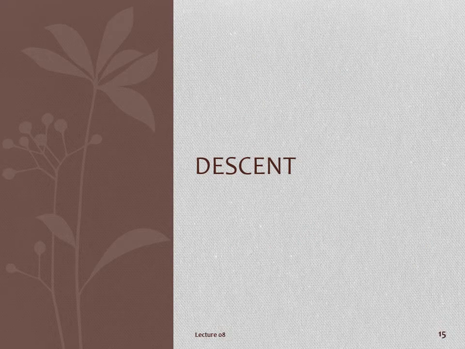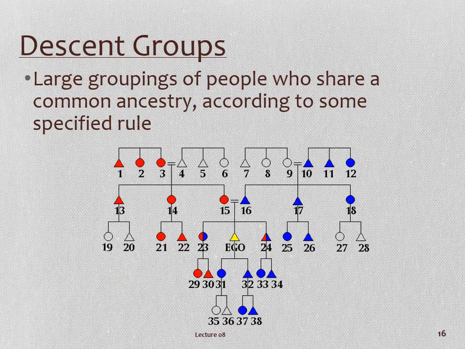Okay, so now it's time to start thinking about how nuclear families get linked into larger social groupings. Not every genealogical link between nuclear families is considered important. Sometimes, even though there is a valid biological connection, the culture will ignore it, breaking the connection between those two groups of people. The rules for how to link nuclear families together create descent groups, large groupings of people who share a common ancestry according to some specified rule.